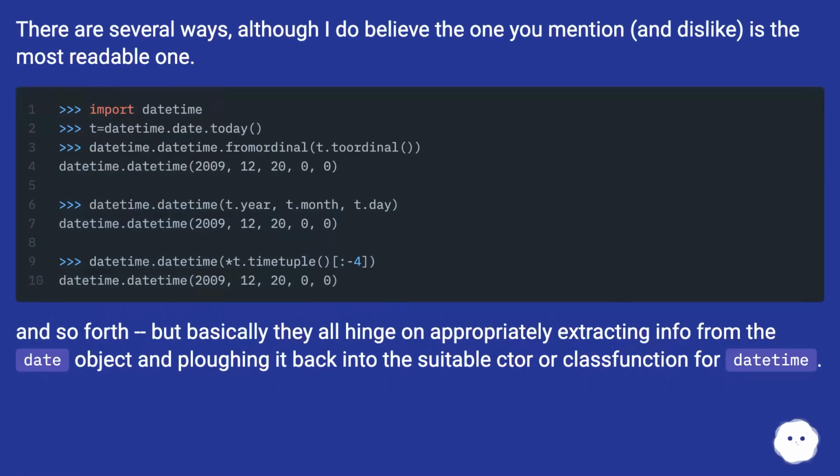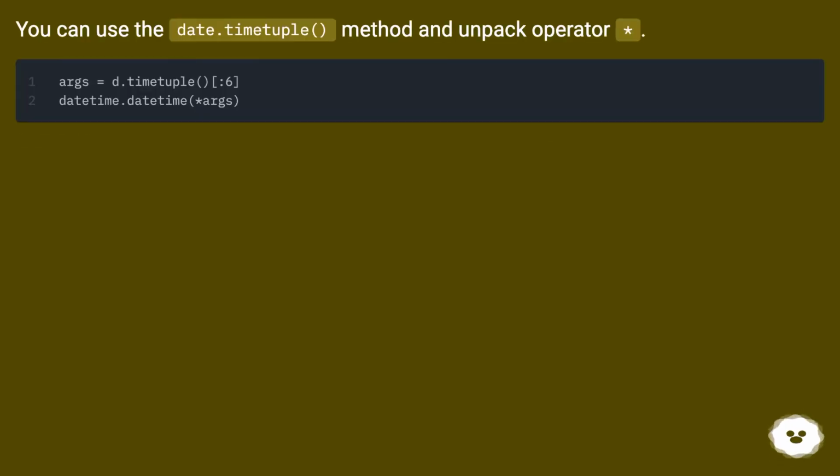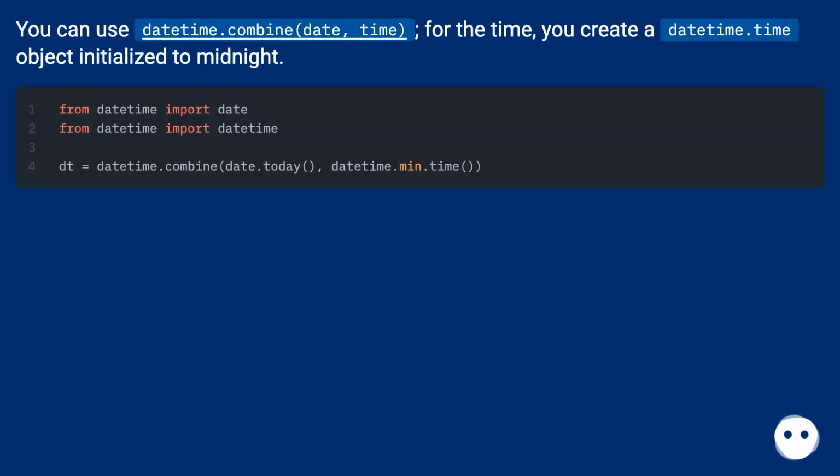There are several ways, although I do believe the one you mention and dislike is the most readable one. And so forth, but basically they all hinge on appropriately extracting info from the date object and plowing it back into the suitable constructor or class function for datetime. You can use the date.timetuple method and unpack operator star. You can use datetime.combine(date, time) for the time.